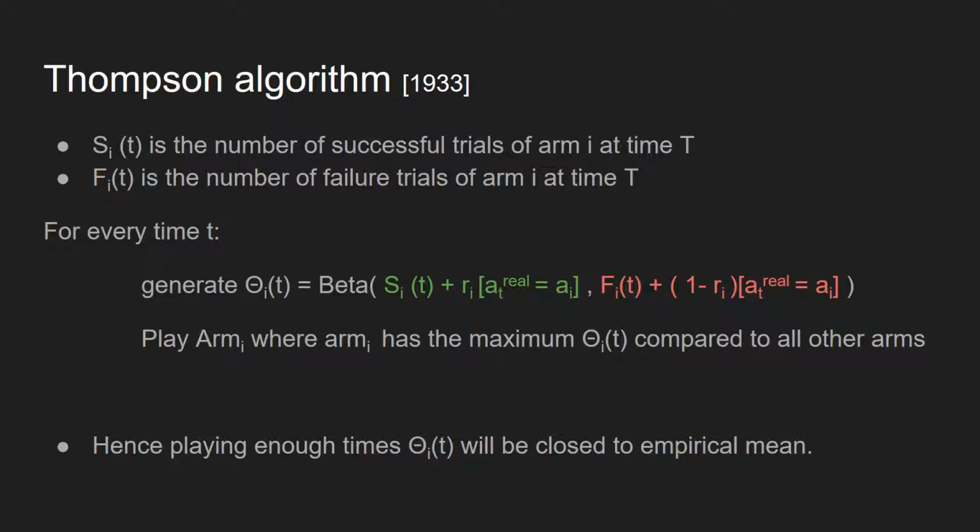And then you'd select the arm which has the maximum theta of i, and you'd go on doing this until you reach an equilibrium. So theta of i constitutes the empirical mean, and as time progresses, it will move towards the real empirical mean. And this is where the algorithm converges.